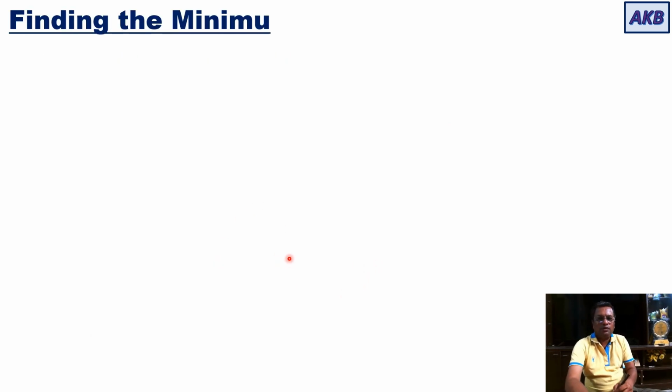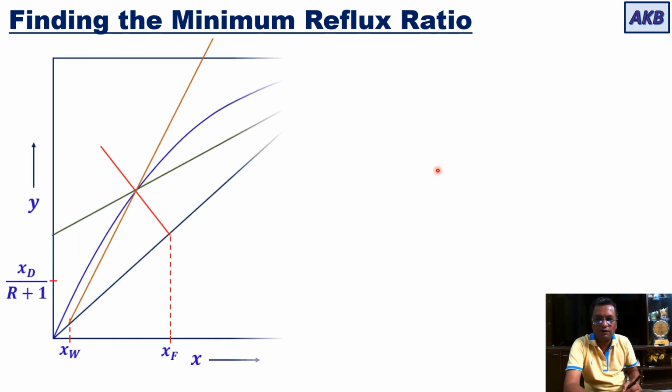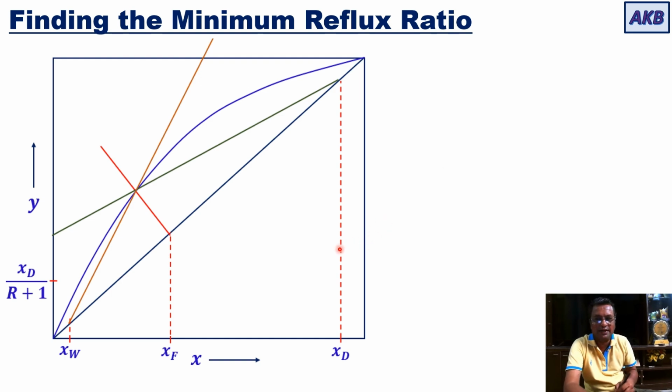Okay, now the other important task is how to find the minimum reflux ratio. Now we have understood what is minimum reflux ratio and what happens when you operate the column under minimum reflux ratio. So now let us know how to find the value of minimum reflux ratio. For that we are going to use this diagram. In this diagram, you have a condition where the two operating lines are intersecting on the equilibrium curve. That means the reflux ratio in this case is minimum.